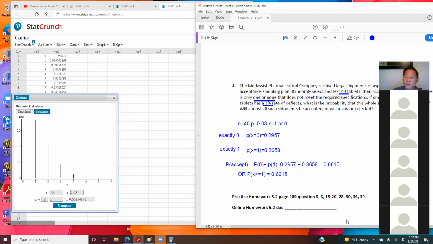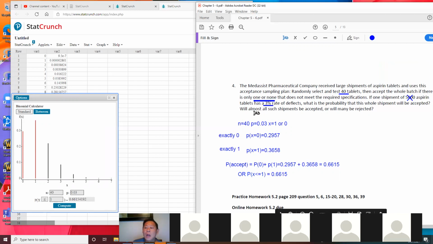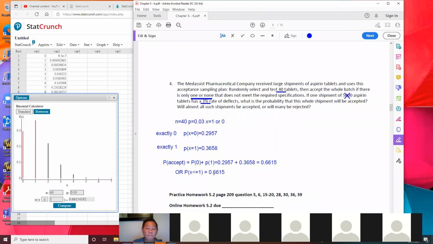So my question to you is still one more left. This is the probability. Will this shipment be accepted or will many be rejected? The acceptance rate is only 66%. Is 66% a good acceptance rate?